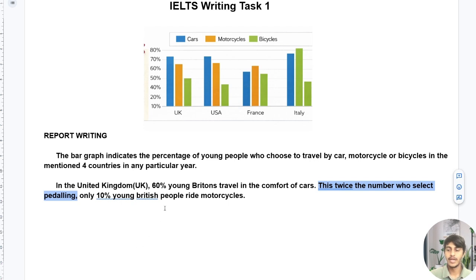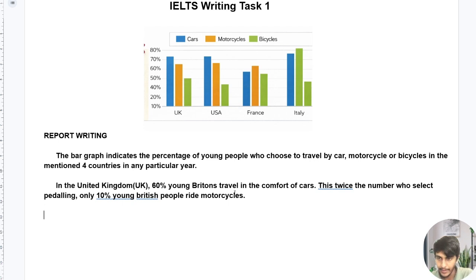So now we talk about finally 10% of what? 10% of bicycle, motorcycle. So the 10% clearly tells us motorcycles are the least preferred. UK youth depend mainly on cars. So in one paragraph, the writer has the main trend, comparison and least popular option. So this is exactly what the examiner looks for.